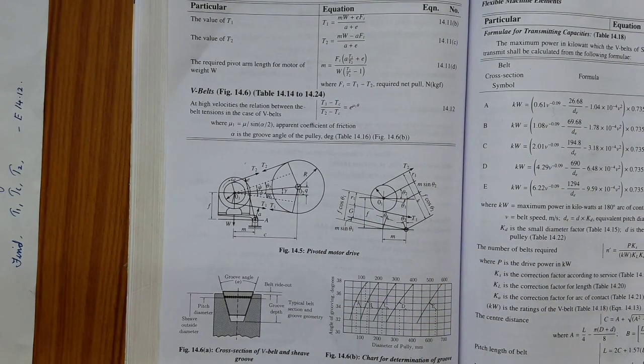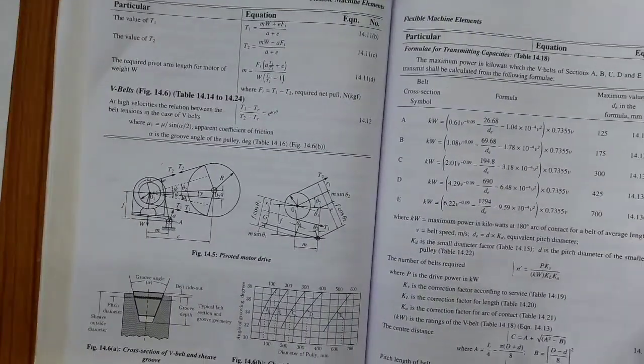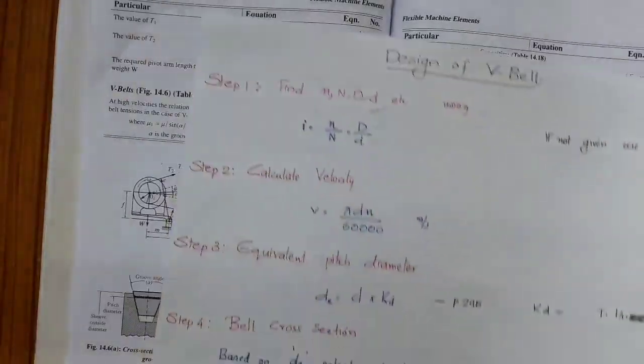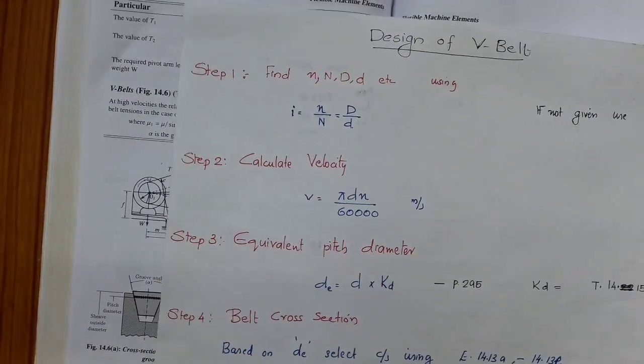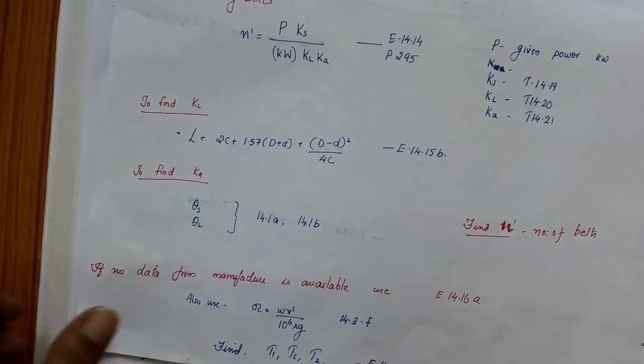That concludes the design of the V belt. Design is quite simple. In the coming classes I will solve two or three questions from the design of V belt. By that time, kindly make a note of the design procedure that I have explained, and kindly refer to the data handbook and have an idea about the various sets of equations.